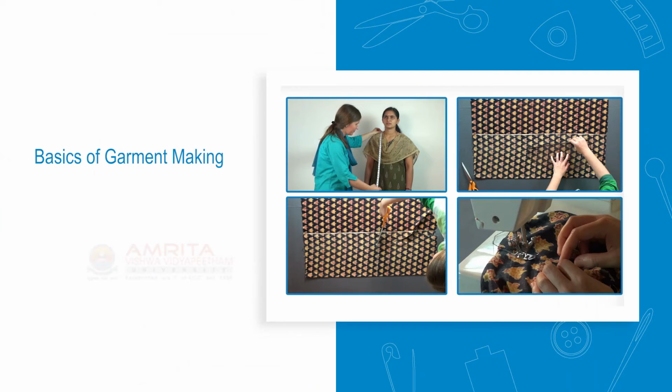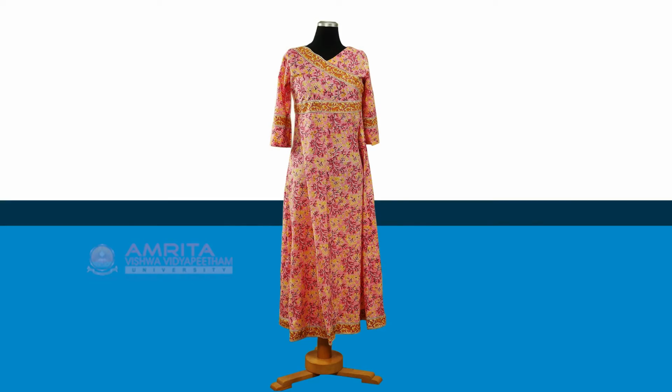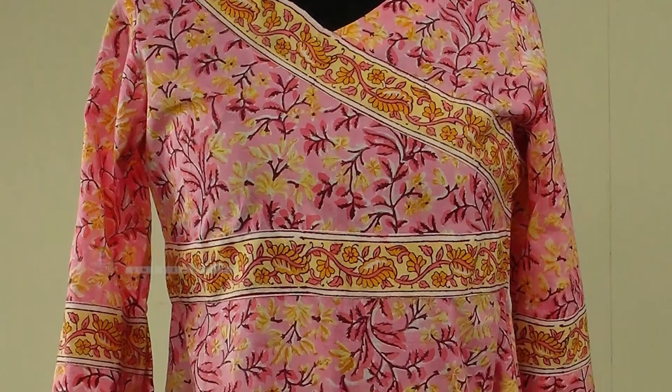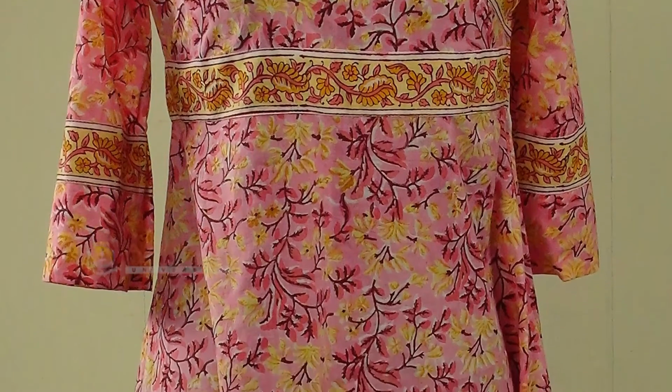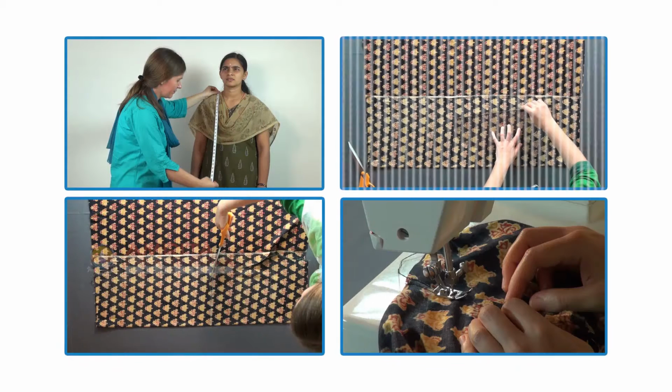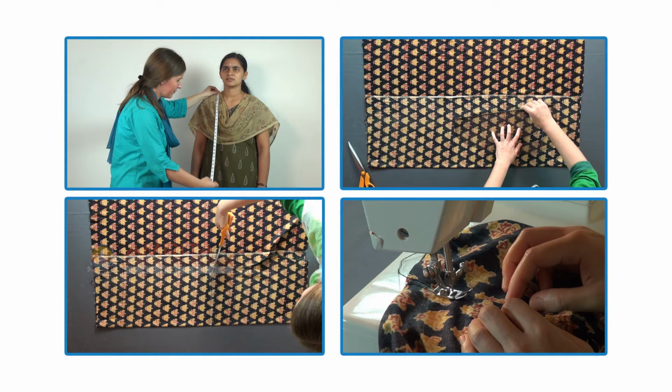Basics of garment making. When you want to make a garment, you need to analyze the design first and should identify the various body measurements to be taken for making the garment. The process of garment making involves 4 major steps.